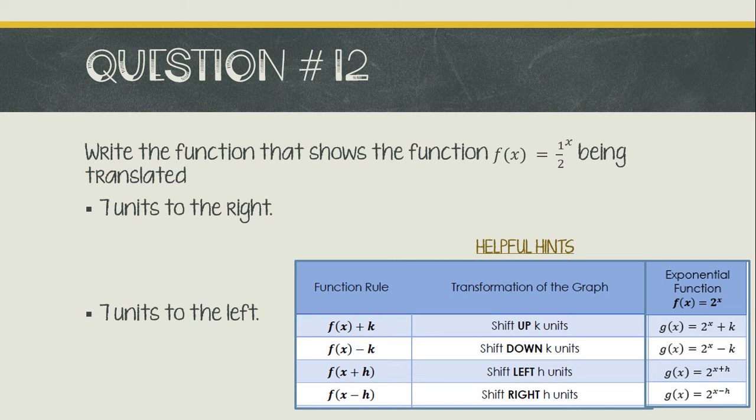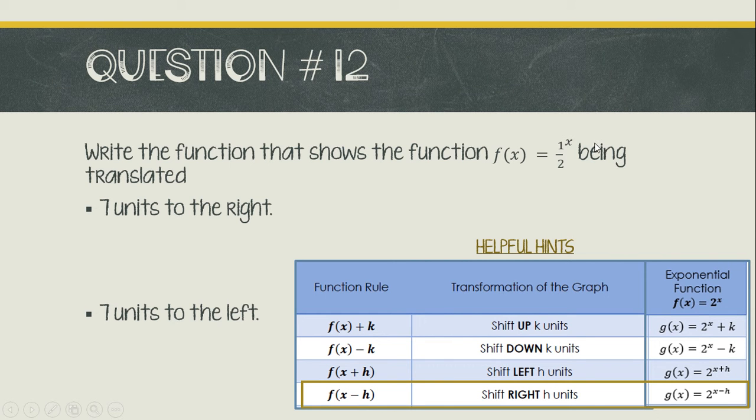In question 12, write the function that shows the function f of x equals 1/2 to the x being translated. And the first one we're going to look at is 7 units to the right. So I want to look at my helpful hints here, where it has the shift right h units. It tells me that I'm going to put that h with the x.